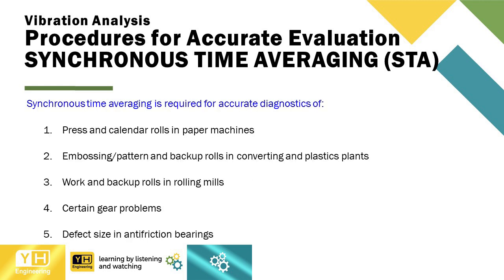Synchronous time averaging is required for accurate diagnostics of: number 1, press and calendar rolls in paper machines; number 2, embossing/pattern and backup rolls in converting and plastics plants; number 3, work and backup rolls in rolling mills; number 4, certain gear problems; and number 5, defect size in anti-friction bearings.